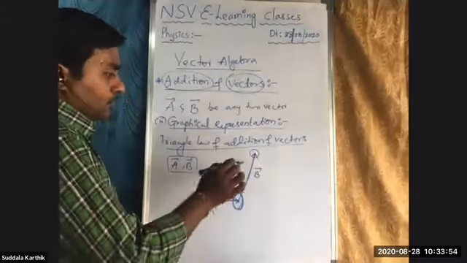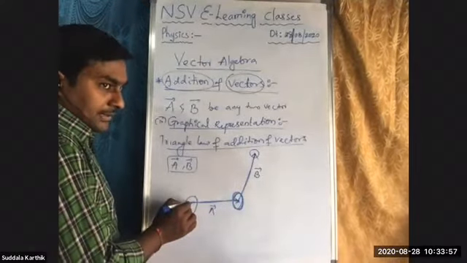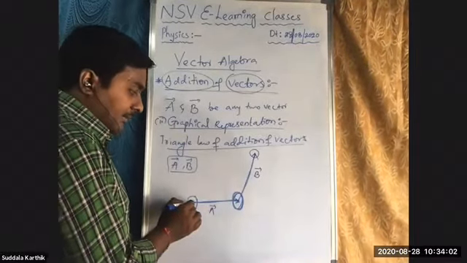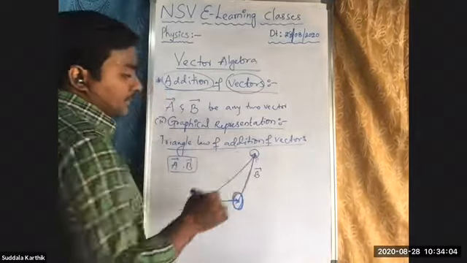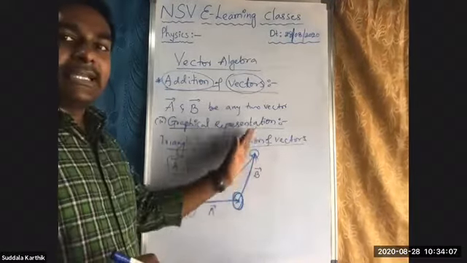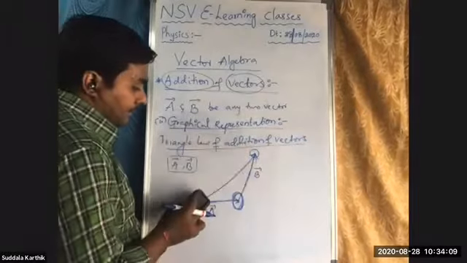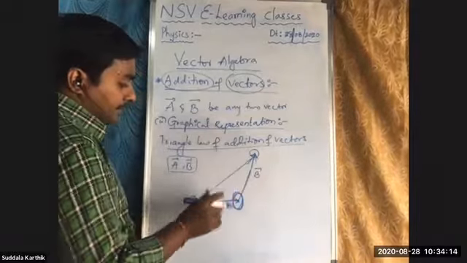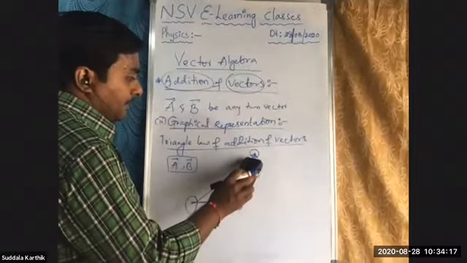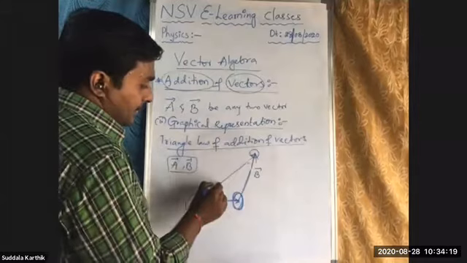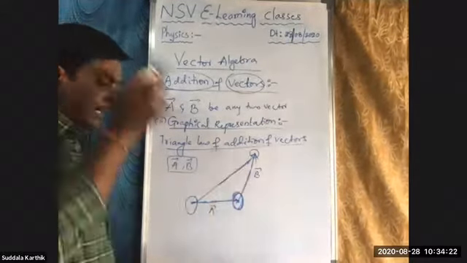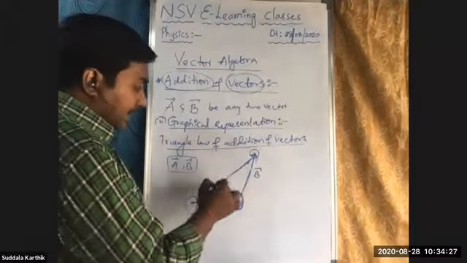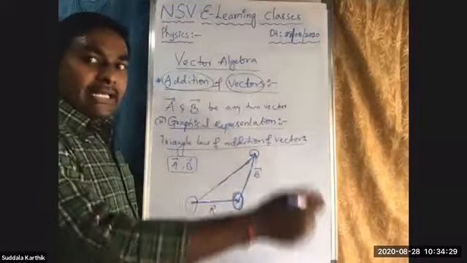The third step is you must join the tail of the first vector and the head of the second vector, Nana. Tail of the first vector and head of the second vector. That gives AB magnitude. You will get not only the magnitude, both magnitude and direction you will get, Nana.